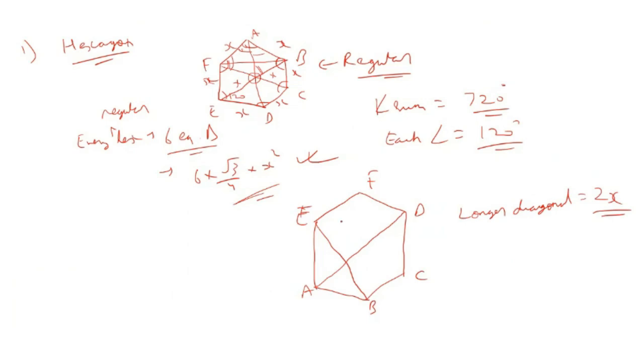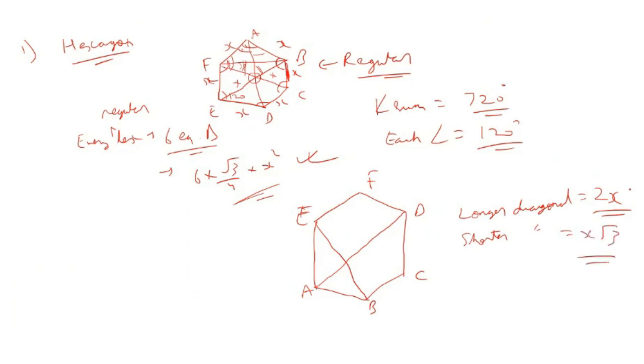The longer diagonal of the hexagon will always be equal to 2x. The shorter diagonal, we can derive it also. If you need to find FC from here, you know this angle, correct? This is 60. And you know this side, which is x. You know this side, you know this angle. You can use the cosine rule to find the shorter diagonal here, right? So the shorter diagonal comes out to be x root 3.